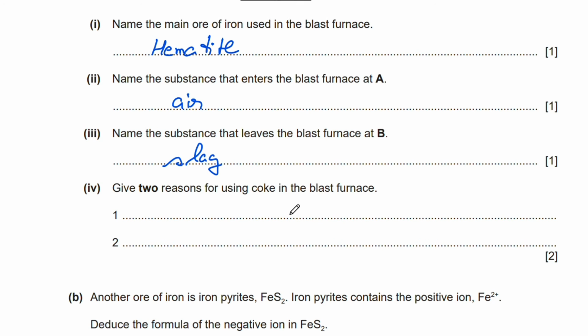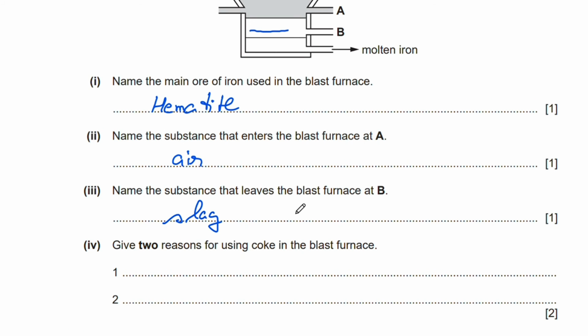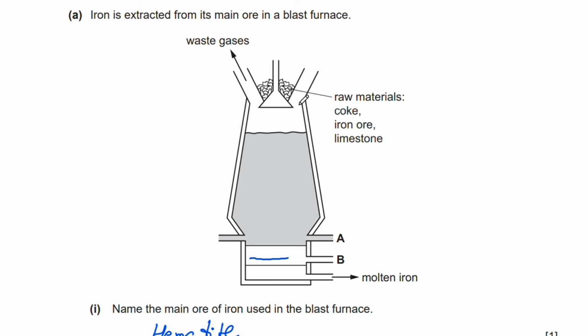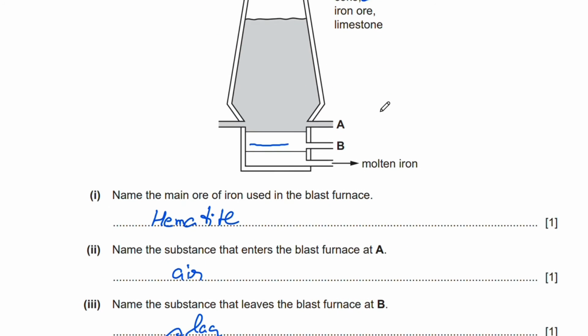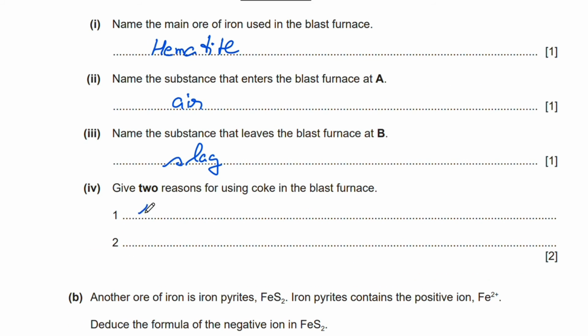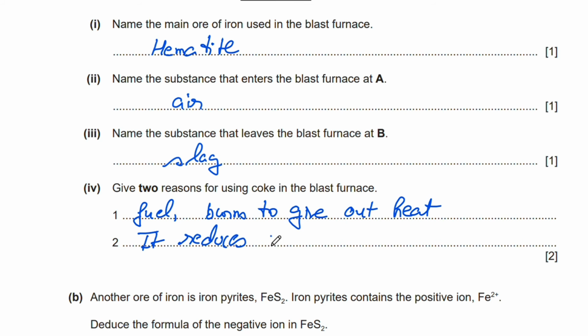Give 2 reasons for using coke in the blast furnace. Coke is a refined form of carbon. It burns and is used as a fuel to give out heat. You can write: it is a fuel which burns to give out heat, because in a blast furnace you obviously require heat. Also it acts as a reducing agent. It reduces iron oxide to iron.